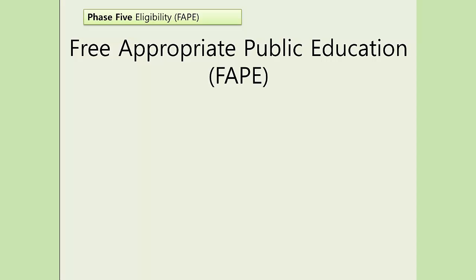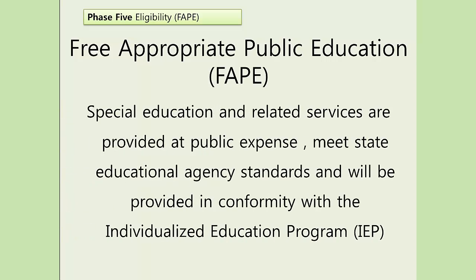Phase 5, Eligibility. IDEA states that each child is entitled to a free, appropriate public education. Special education services are one way to accomplish this requirement for some students with disabilities. Within 30 days of the completion of the evaluation, the individuals that took part in the process thus far will meet to determine eligibility.